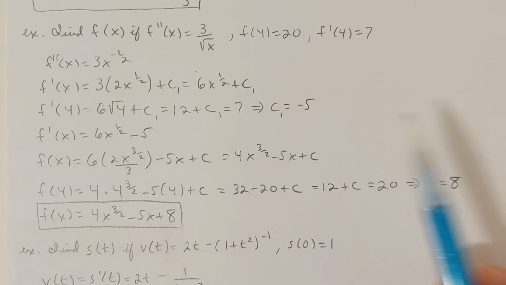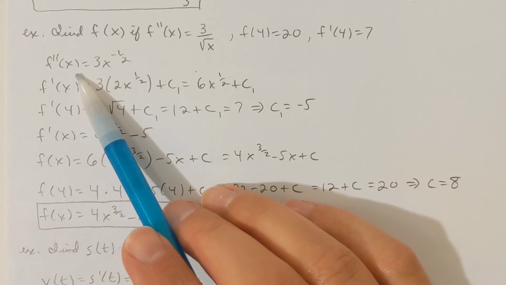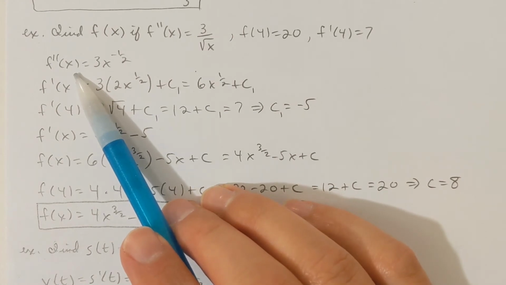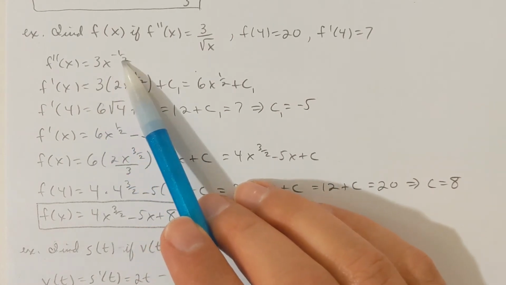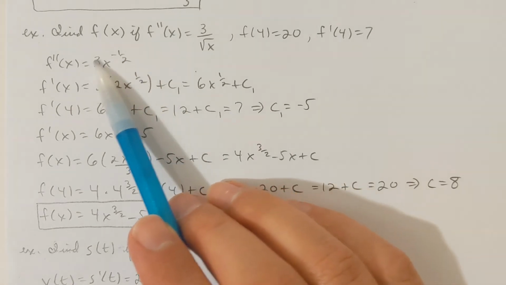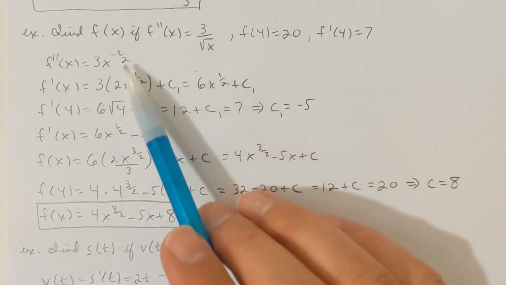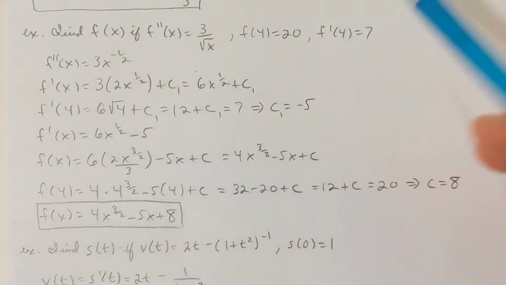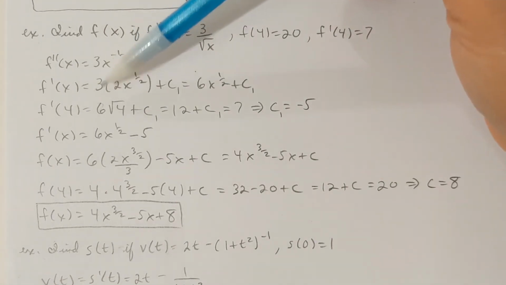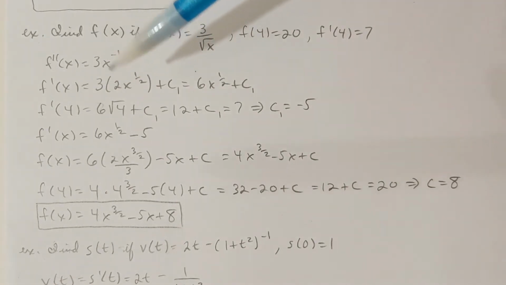Okay, here's another one. Find f of x if f double prime of x is 3 divided by root x, f of 4 is 20, and f prime of 4 is 7. Okay, well, let's start with f double prime of x. That's the same as 3 times x to the negative 1/2, which is how I'd want to think of this because I'd want to begin by using the reverse power rule. Okay, you're going to add 1 to the power and then divide by the new power. The 3 is a constant. Constants can come out of antiderivatives.